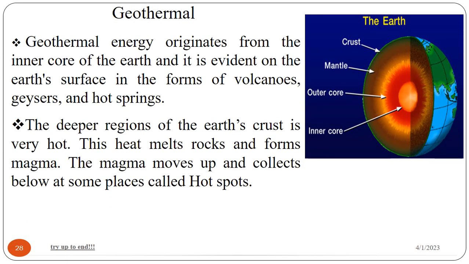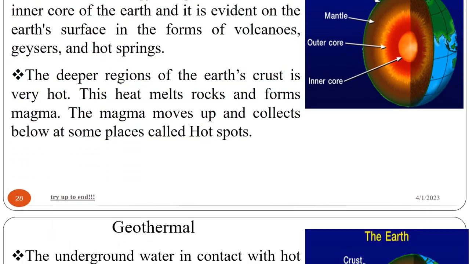The next one is geothermal. Geothermal energy originates from the inner core of the Earth, and it's evident on the Earth's surface in the form of volcanoes, geysers, and hot springs. The deeper region of the Earth's crust is very hot. This heat melts the rock and forms magma. The magma moves up and collects below at some places called hot spots.